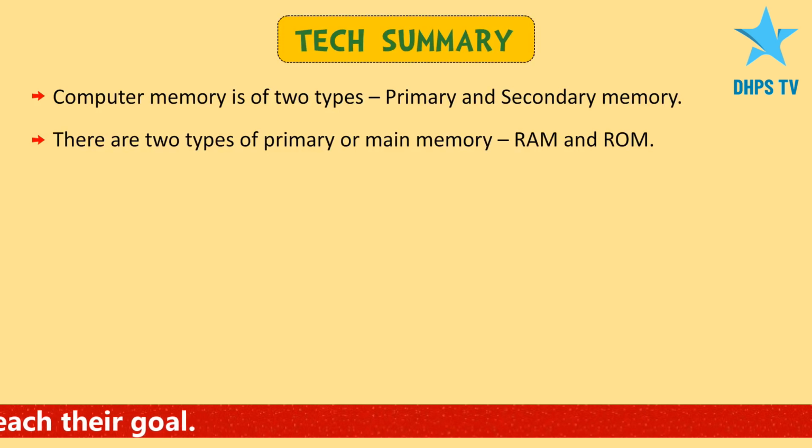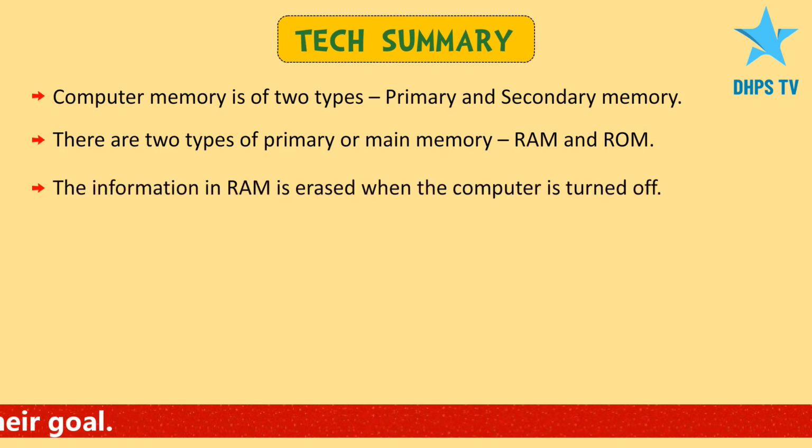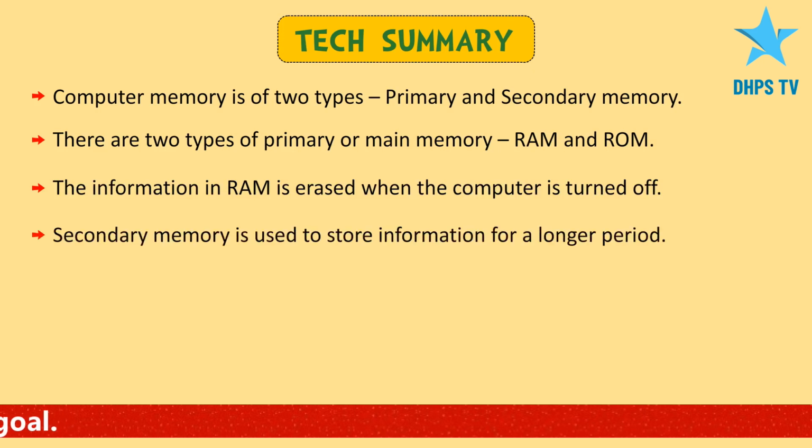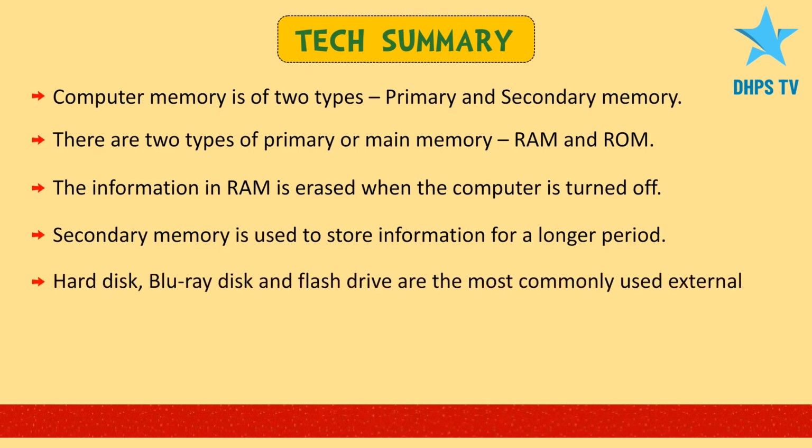Text summary. A computer memory is of two types, primary and secondary memory. There are two types of primary or main memory, RAM and ROM. The information in RAM is erased when the computer is turned off. Secondary memory is used to store information for a longer period. Hard disk, Blu-ray disc, and flash drive are the most commonly used external storage devices.